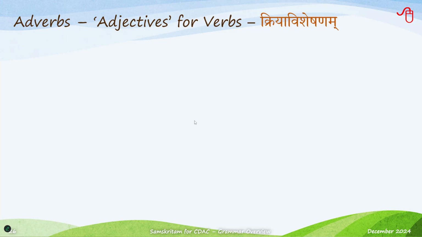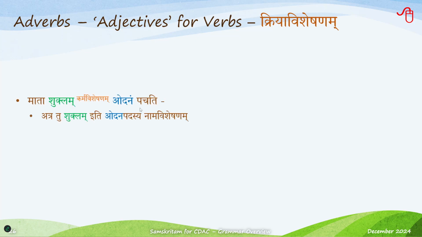So far the visheshana that we studied, the adjective that we studied, is for nouns. Of course, in English we call it adjective for nouns. But there is a concept of kriya visheshana which is called adverb in English. So adjectives for verbs are adverbs. Okay. Basically adverb is short for adjectives for verbs. Okay, it's kriya visheshana in Samskritam, and how that is at play we will see. Okay, with lots of examples.